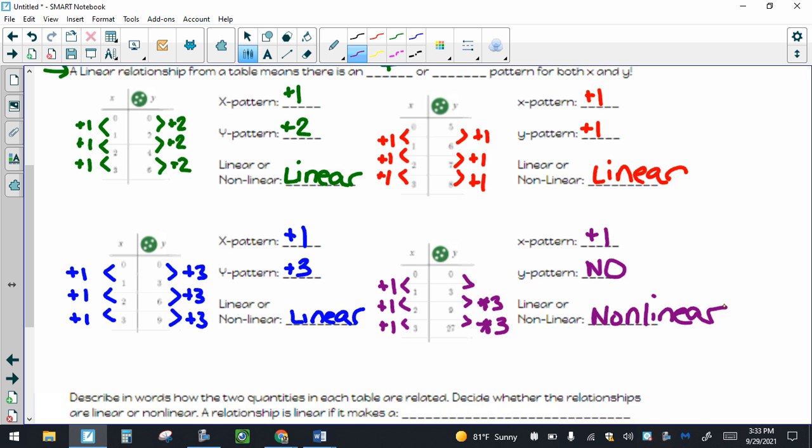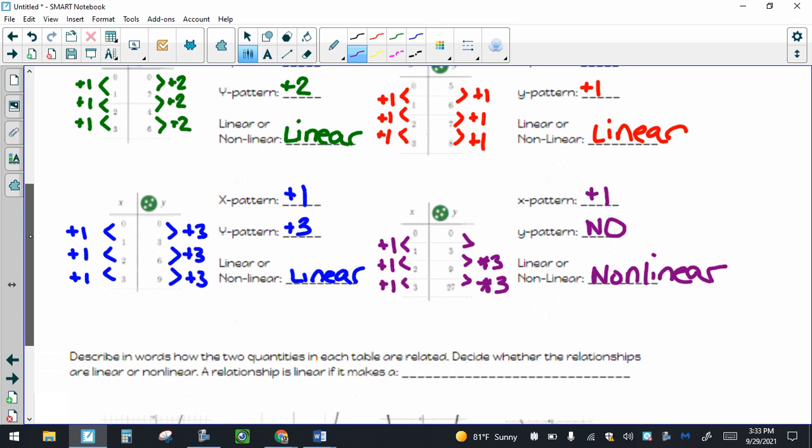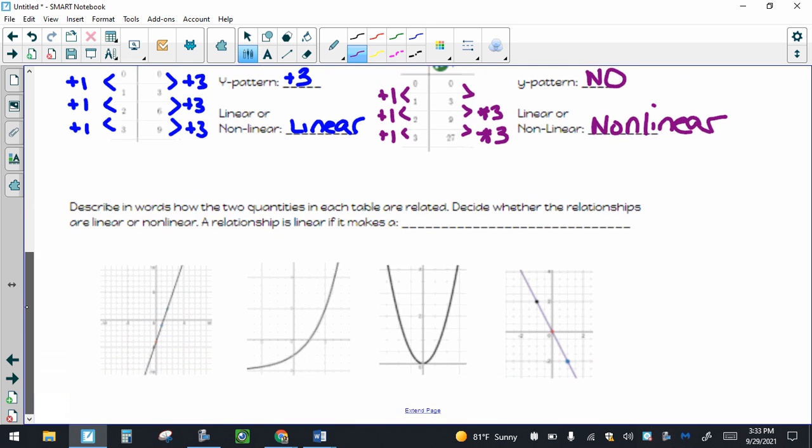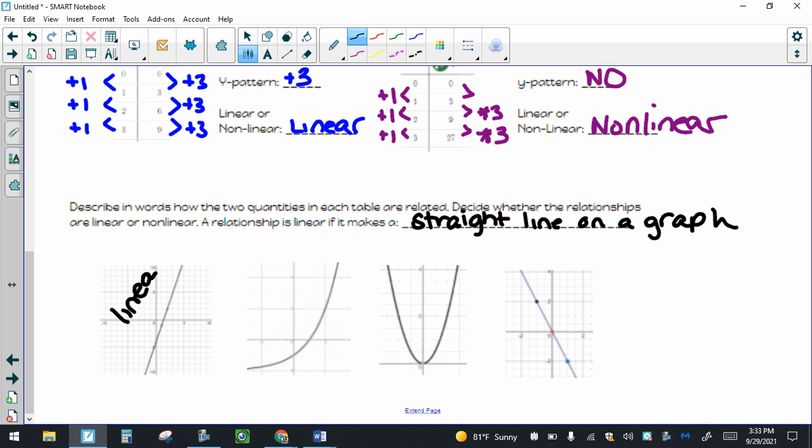All right, so we're looking for an adding or a subtracting pattern on the top and bottom, or on the X's and Y's. All right, so let's look at some graphs down here on the bottom now. A relationship is linear if it makes a straight line on the graph. So, hey, this one's really easy. I should just be able to look. If it makes a straight line, that is linear. This guy is linear because look at that nice straight line we got going on here.